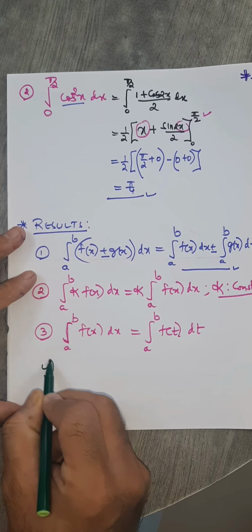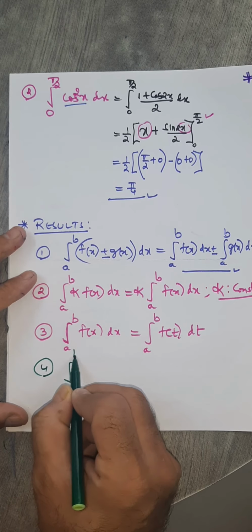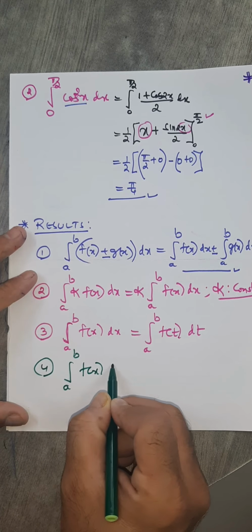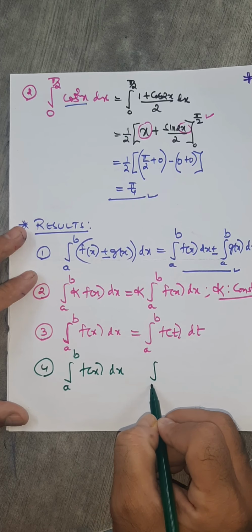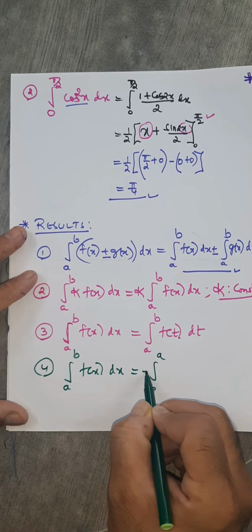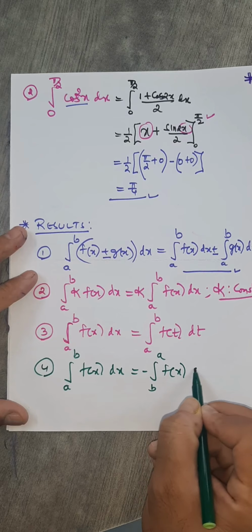And one more, if you change the limit, integral a to b f(x) dx, if I just write b to a, then you have a minus sign of f(x) dx.